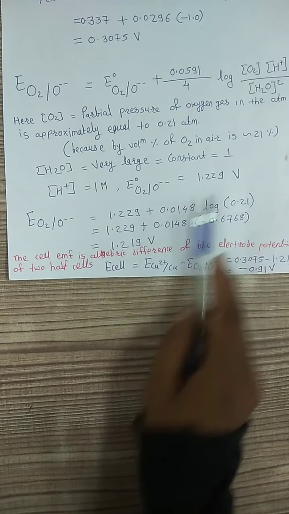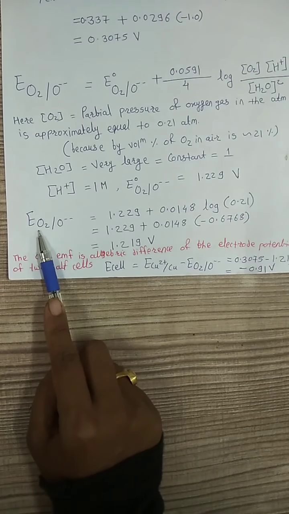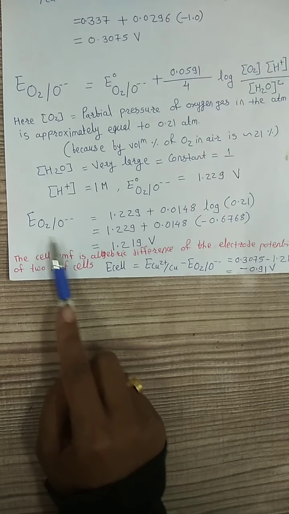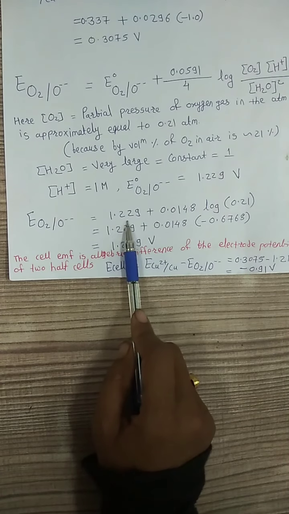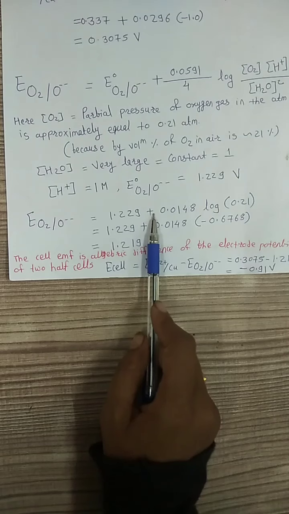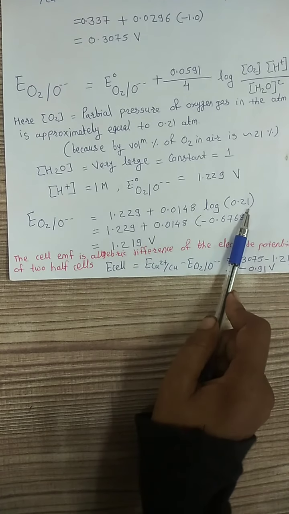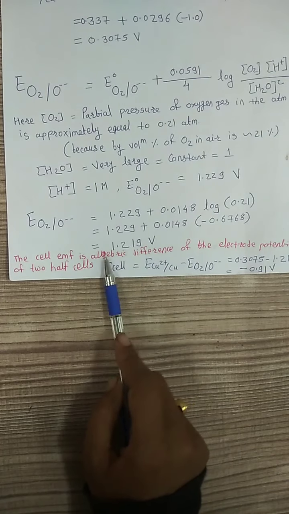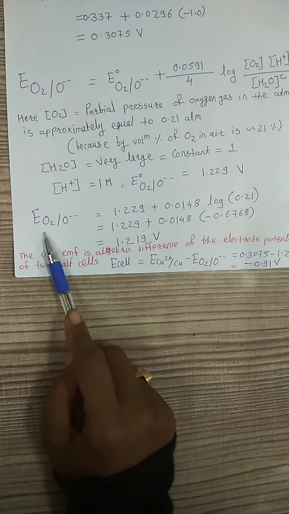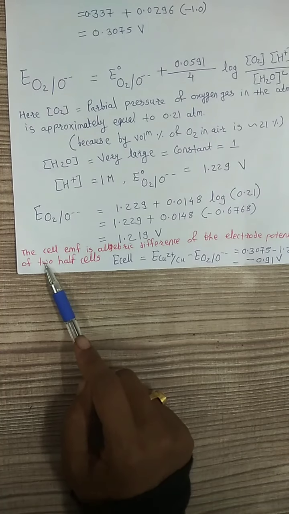So let us put the value in the below equation, and we get the electrode potential of that oxygen at the anode. So 1.229 plus 0.0148 into log of 0.21, that is nothing but the partial pressure of oxygen. We solve this equation and we get 1.219 volt, that is the electrode potential of the oxygen at the anode.